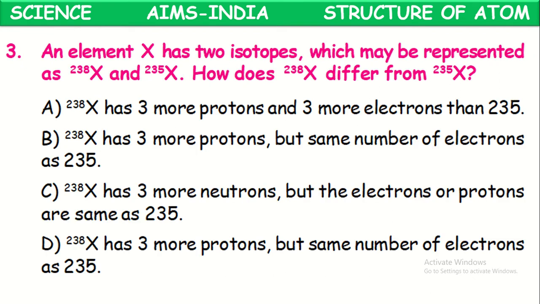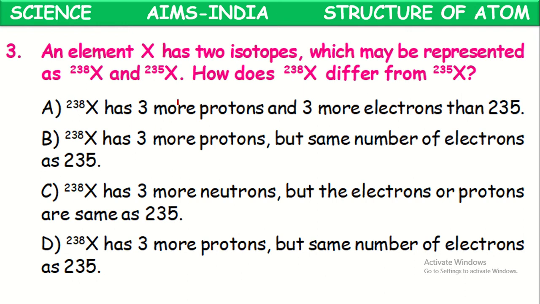Next, an element X has two isotopes which may be represented as X238 and X235. These two numbers represent the mass numbers of the isotopes of that element. How does X238 differ from X235? These two are atoms of an element, actually isotopes. They have different mass numbers, the atomic number will be the same. How are these two different? Generally, isotopes differ in the number of neutrons.